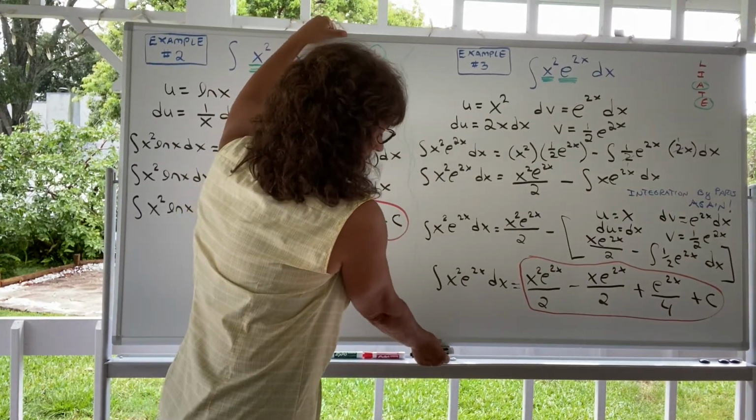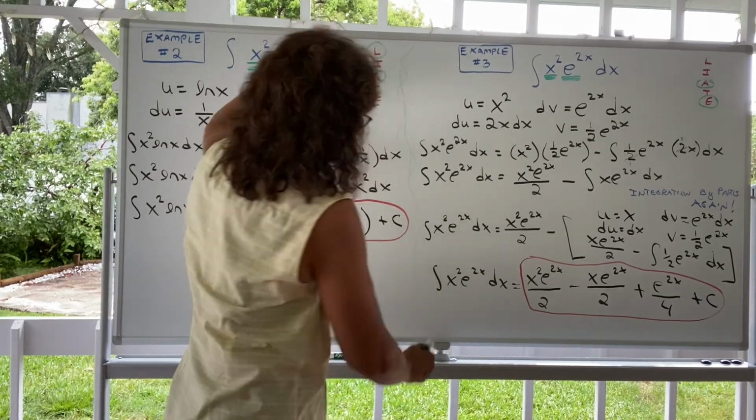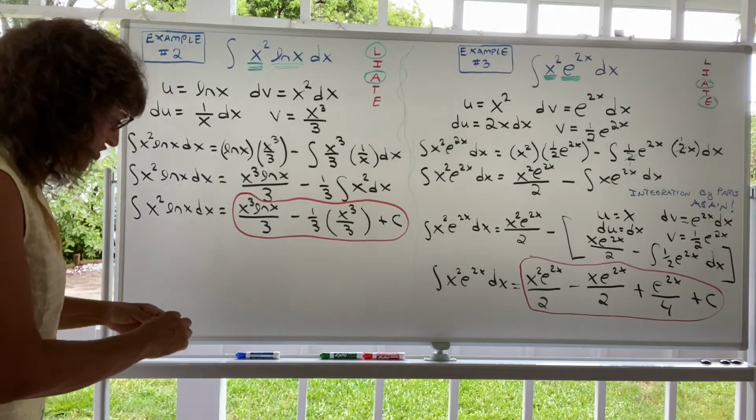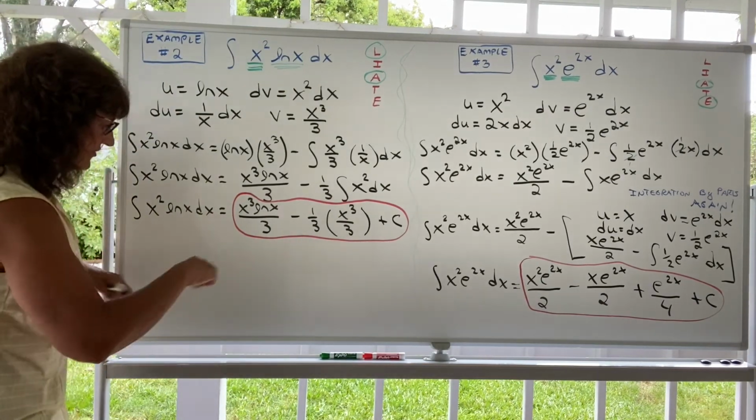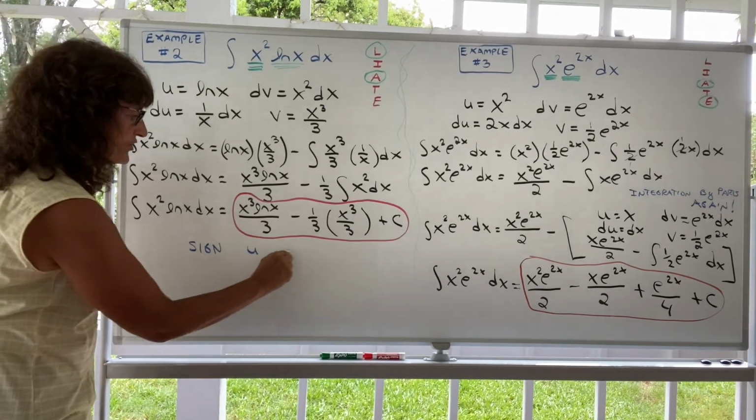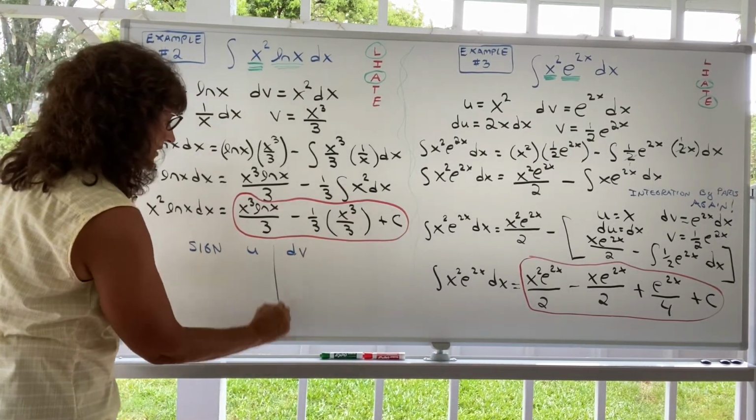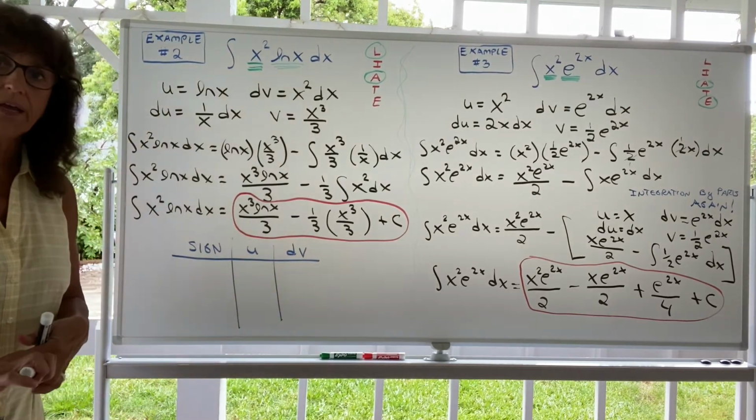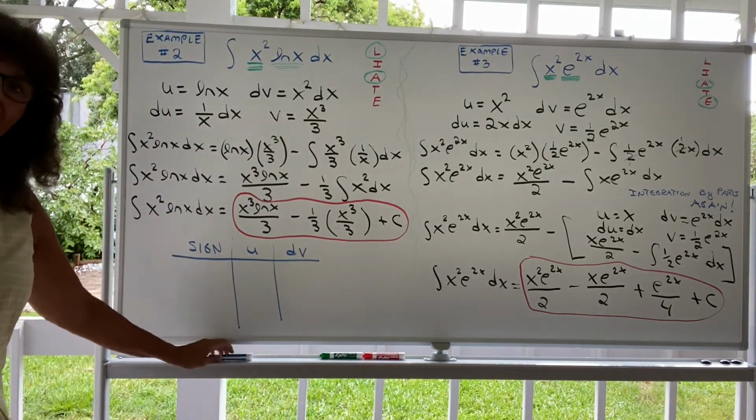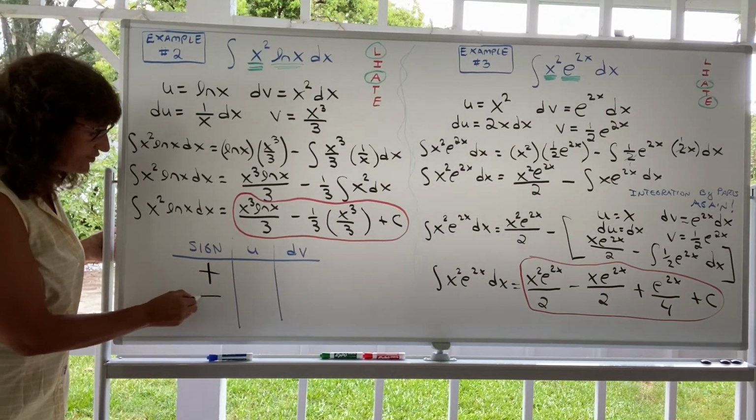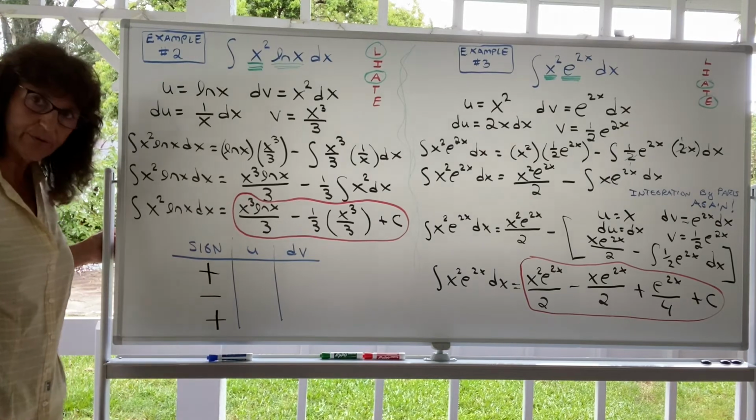So remember how the shortcut works. Your first column is SIGN. Your second column is U, and your third column is DV. So this is how you're going to set up your table. Your SIGN column always starts positive, and then you're going to alternate signs, and you keep going through here.